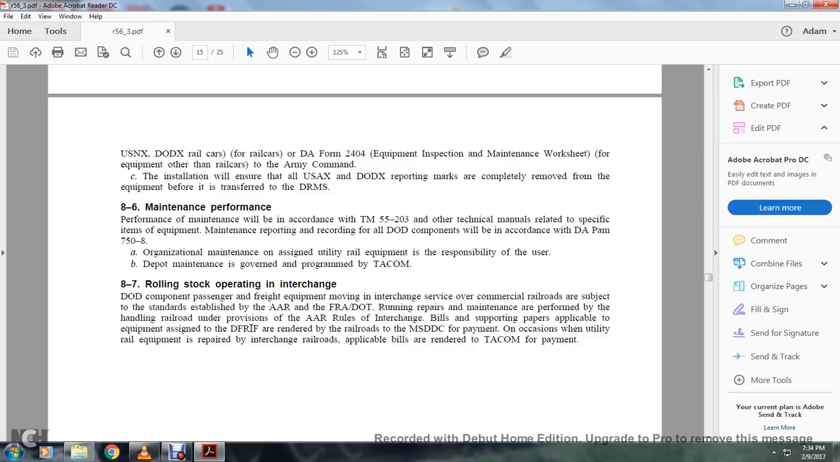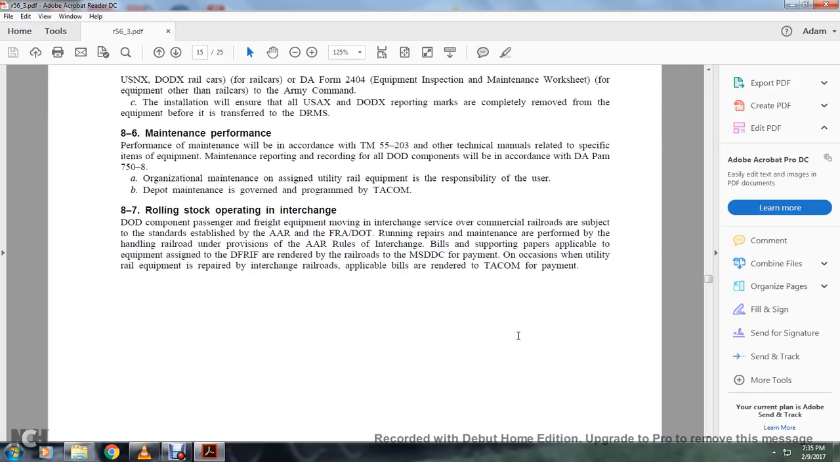The defense fleet of the railroad interchange fleet is rendered to the railroads for material surface distribution and deployment. The association railroad equipment is repaired and interchanged with the applicable bills under the Transportation Agency Command for the payment.